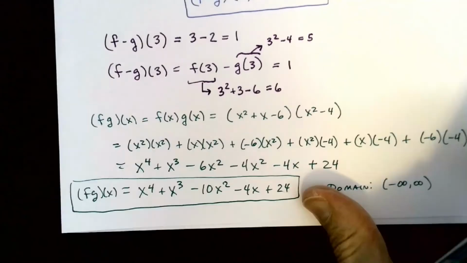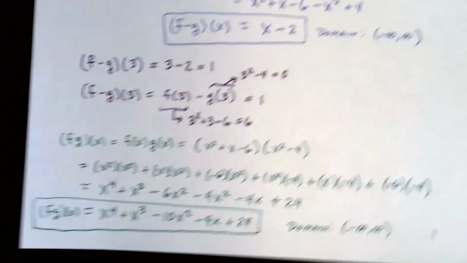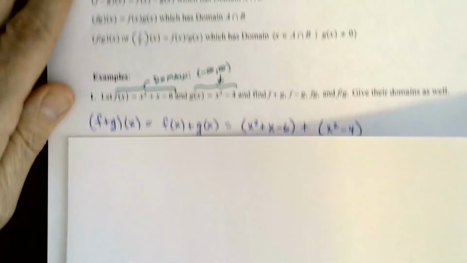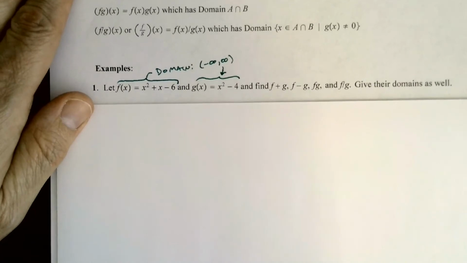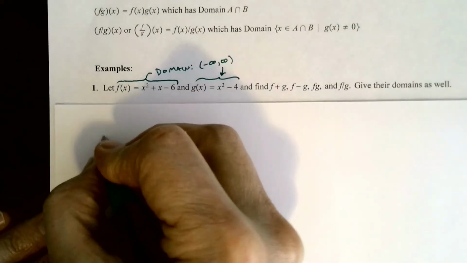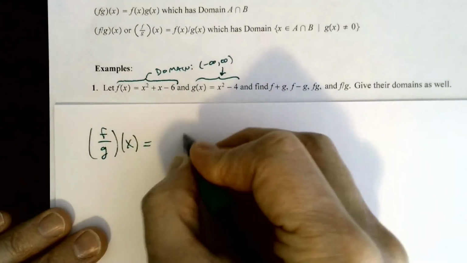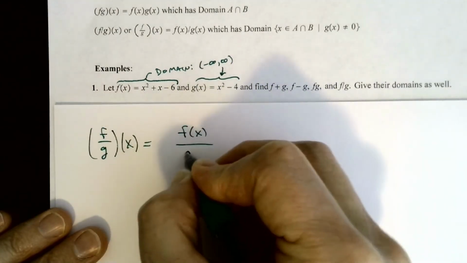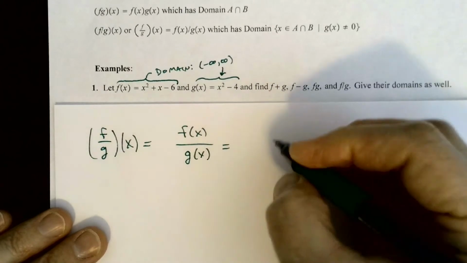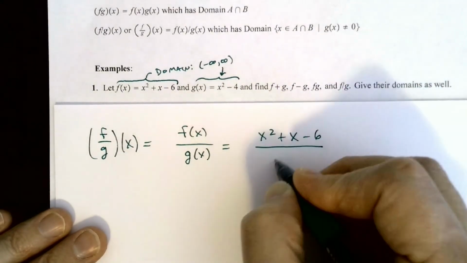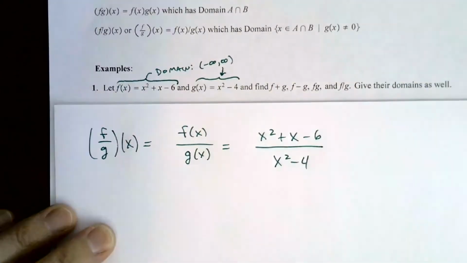Okay, now one more to go, and that was f divided by g of x. Let's take a look at that. All right, this is f of x divided by g of x. And f of x is just x squared plus x minus 6. G of x is x squared minus 4.